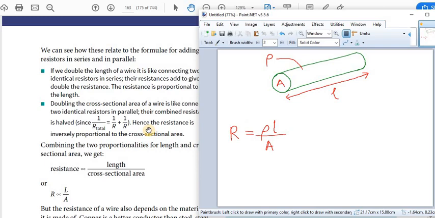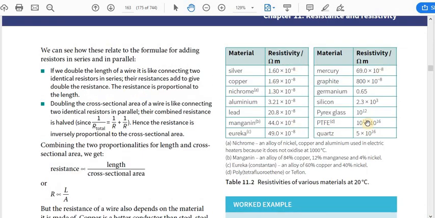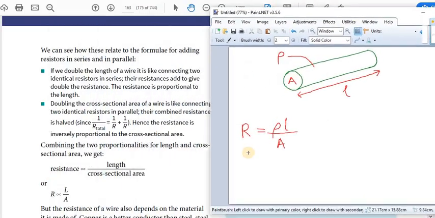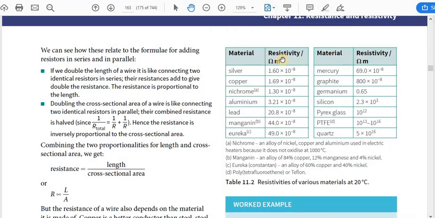So you have to be able to use this equation. Now you don't need to memorize these values. These values of resistivity will be given to you, and you have to know the unit, ohm meter. You can figure it out from the equation also. If you make rho the subject of the equation, as I have done here, rho is equal to Ra over L. The unit of R will be ohm, the unit of A will be meter squared in SI units, and the unit of L will be meters. So when you simplify, the unit of resistivity will be ohm meters.